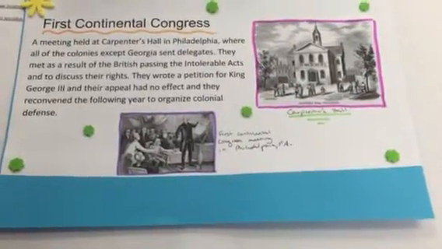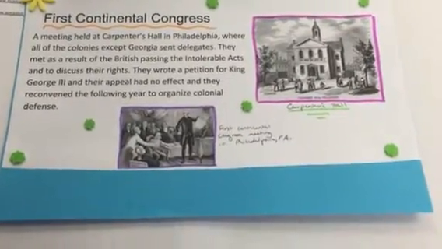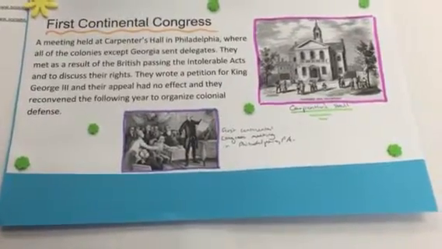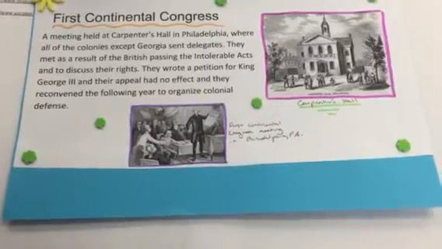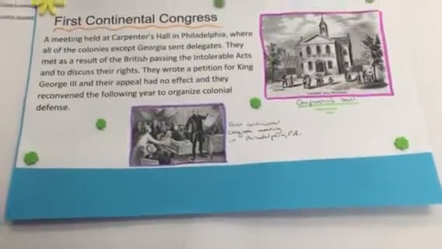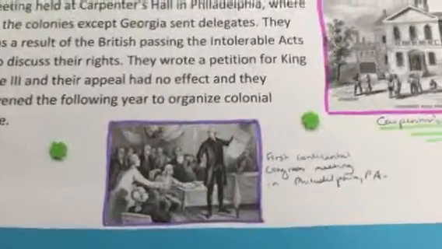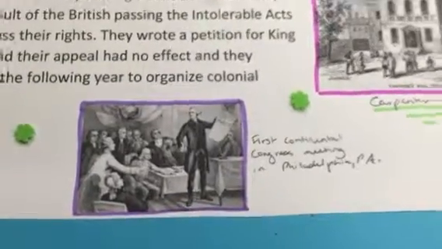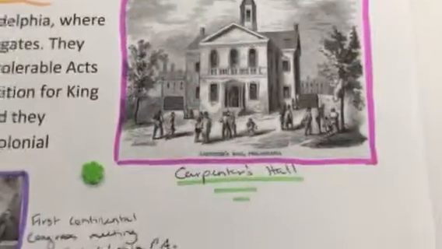They met as a result of the British passing the Intolerable Acts and to discuss their rights. They wrote a petition for King George III, and their appeal had no effect, so they reconvened the following year to organize colonial defense. This eventually led to the Revolutionary War. This is an illustration of the First Continental Congress meeting in Philadelphia, Pennsylvania, and this is an illustration of Carpenter's Hall.